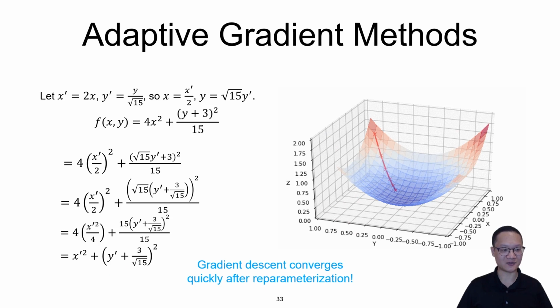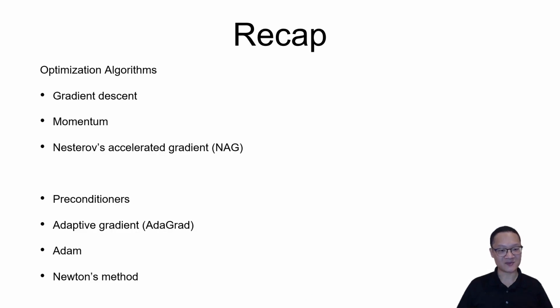So that led to optimization algorithms that use preconditioners. These were adaptive gradient, or Adagrad, Adam, which is basically adaptive gradient with momentum, and finally Newton's method, which allowed us to have non-diagonal preconditioners.